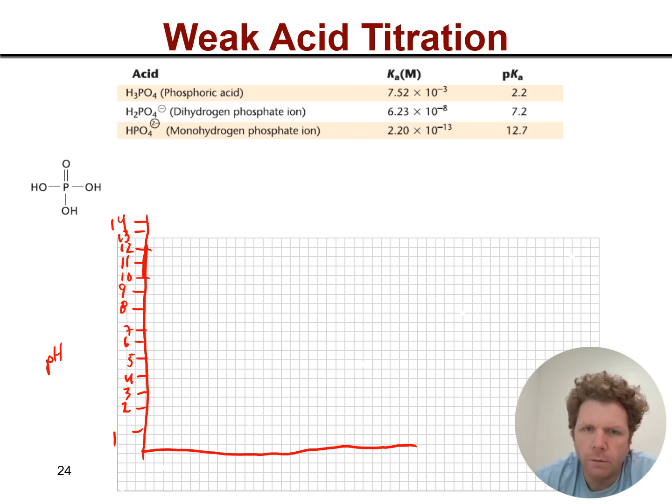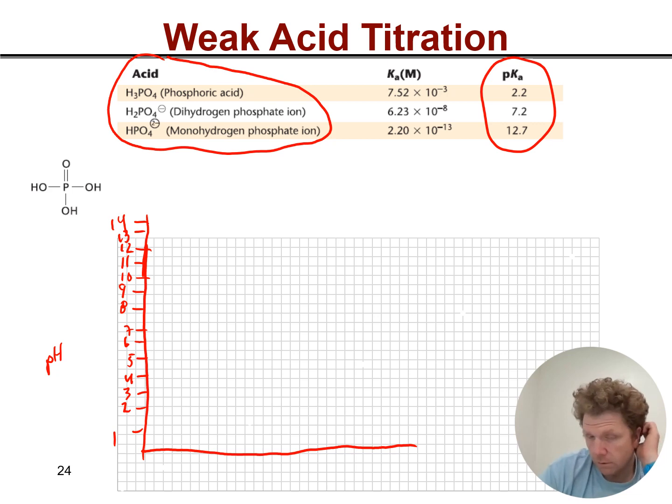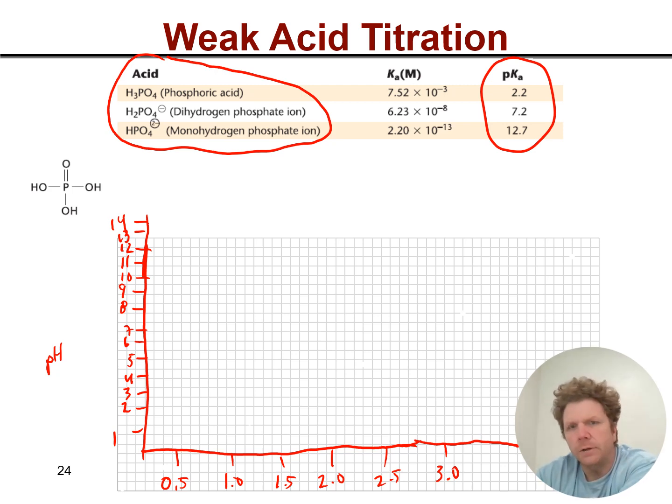Okay, now I've got my pKa values. I've got my different acids. And my x-axis, I'm going to extend that a little bit farther. And I'm going to give you labels that maybe are a little bit confusing. So on the x-axis, I'm going to label it 0.5, 1.0, 1.5, 2.0, 2.5, 3.0.